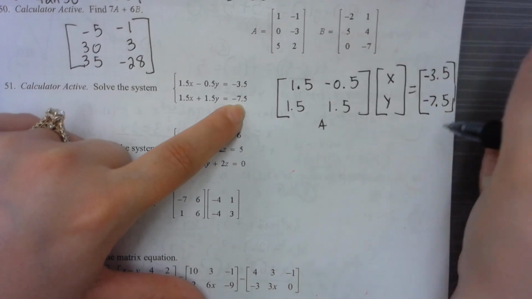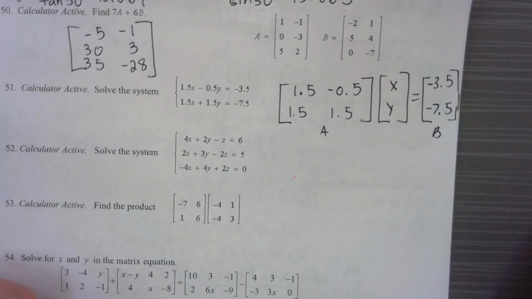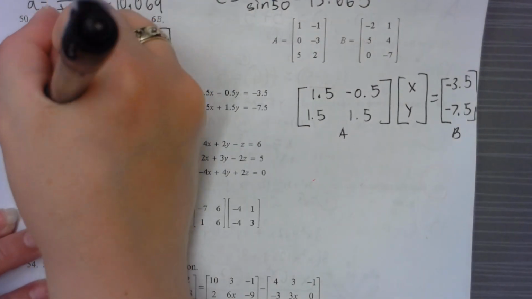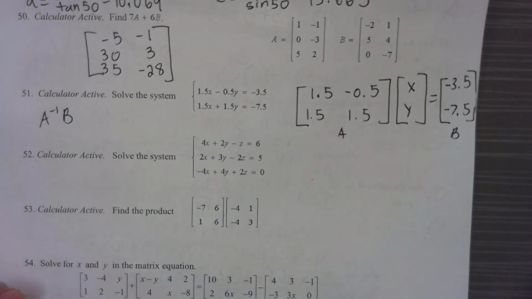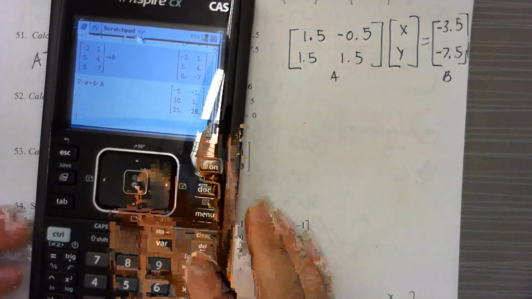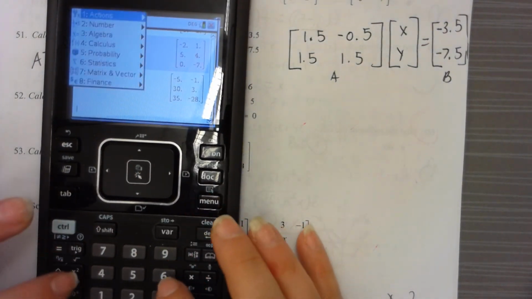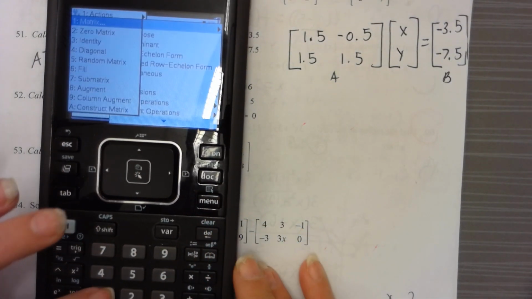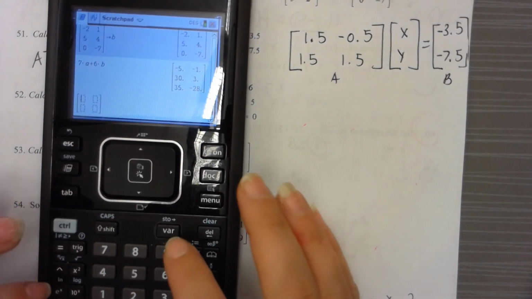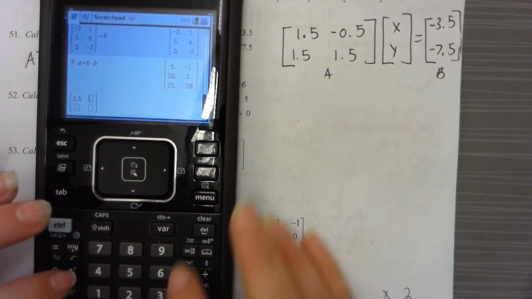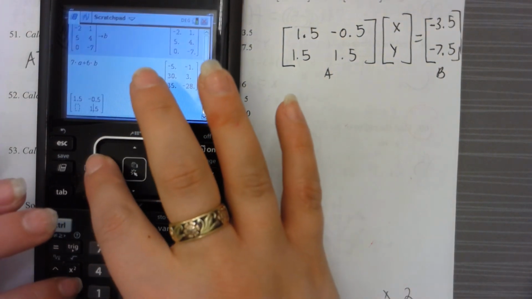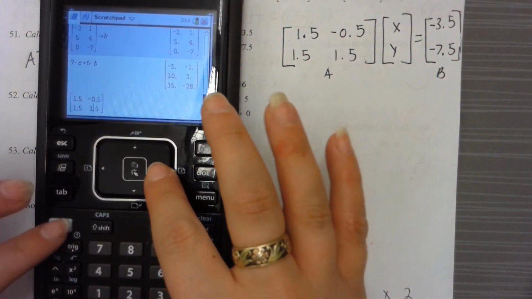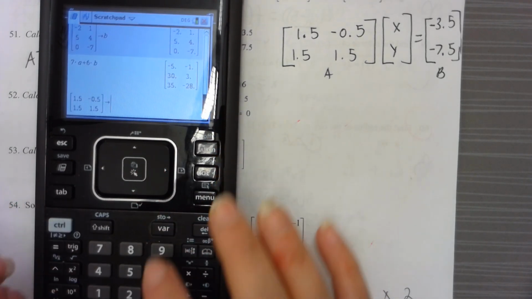We're going to plug this in for A, and we're going to plug this in for B, and so then to solve for X and Y, we do A inverse of B. So, again, I'm going to hit Menu, Matrix, Create Matrix. This time I'm creating a 2 by 2. And so I'm going to type in 1.5, negative 0.5, and then both of these are 1.5. And again, I'm going to control store that as A.